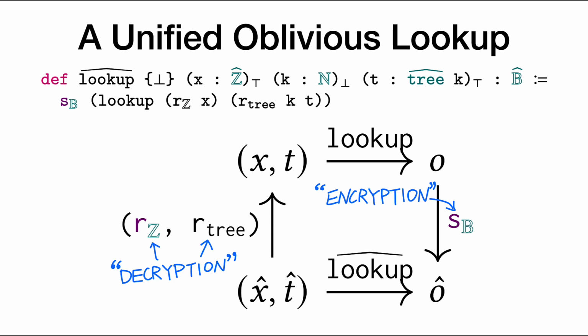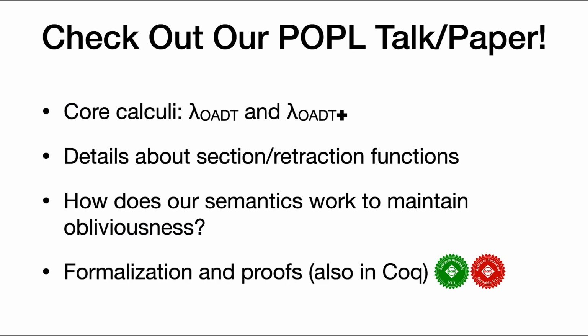But the semantics and the type system of our approach will ensure the computation remains secure, so no private information is actually leaked. If you want to learn more about how that works, check out our POPL talk and the paper. We will talk about the core calculi we formalized, how we maintain the security guarantee, and other good stuff.